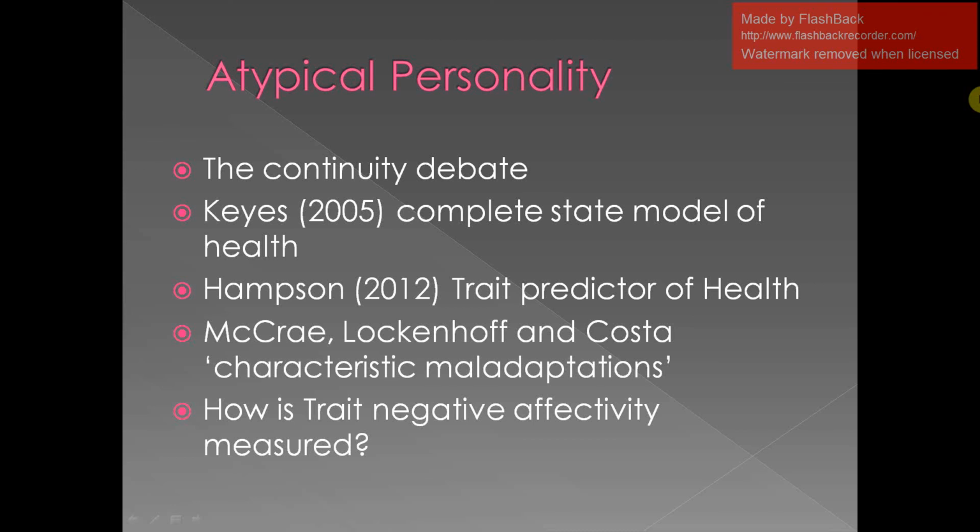McCrae, Löckenhoff, and Costa argue that the characteristic maladaptations are adverse consequences and problems of daily living that can develop as the individual with certain trait intensities interacts with their environment. Trait negativity and negative affectivity is measured using levels of trait neuroticism, and this is also one of the big five factor traits, and it characterizes an individual as moody, more anxious, more worry, more fear, and anger and frustration. So trait negative affectivity can be measured using this trait.